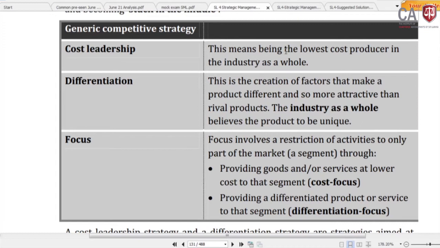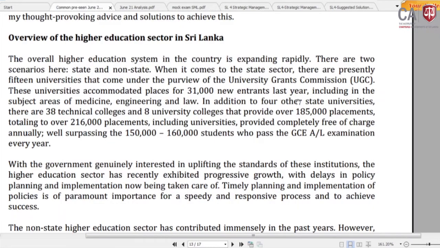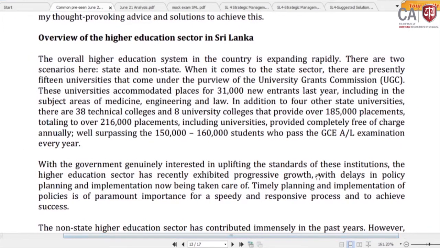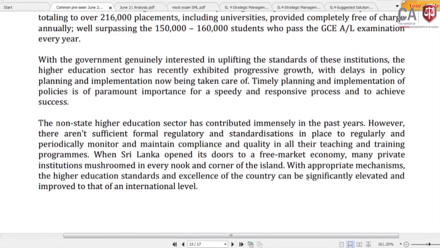The industry as a whole believes the product to be unique, right. That means we are going to offer a unique product to the marketplace. Our product has unique attributes that cannot be found from others, right. So, in the broad market, we are trying to apply differentiation. What do you think about the given scenario? Do we have the opportunity to apply a differentiation strategy?